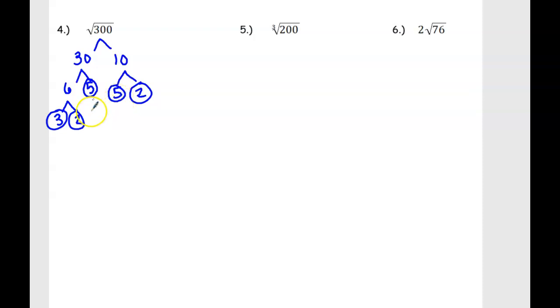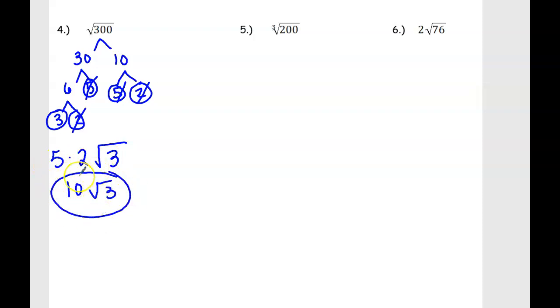For 300, maybe I start with 30 and 10. Then with 30, I can multiply 6 times 5. 5 is prime, I'm going to circle it. 6, I can do 3 times 2, and they're both prime. And with 10, I can say 5 times 2. All right, I pause. My index is 2, so I'm looking for doubles. So I've got double 5s. I'm going to pull that out. I've got double 2s. I'm going to pull that out. And what's left over goes underneath the radical, as the radicand, is just going to be a 3. 5 times 2 is 10. We end up with 10 radical 3.